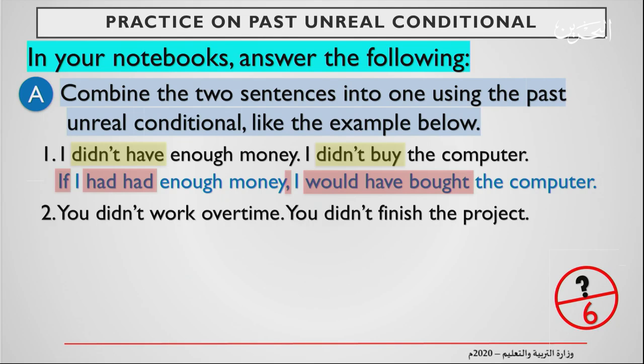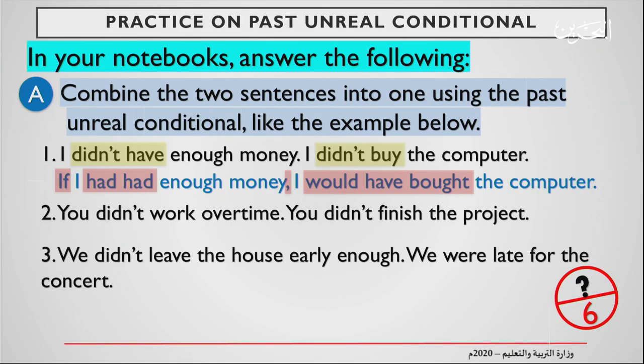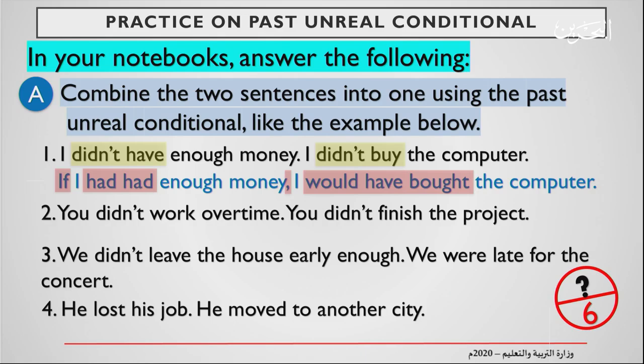You didn't work overtime, full stop. You didn't finish the project. Number 3. We didn't leave the house early enough. We were late for the concert. Number 4. He lost his job. He moved to the other city. Now, you have 3 minutes to answer this.